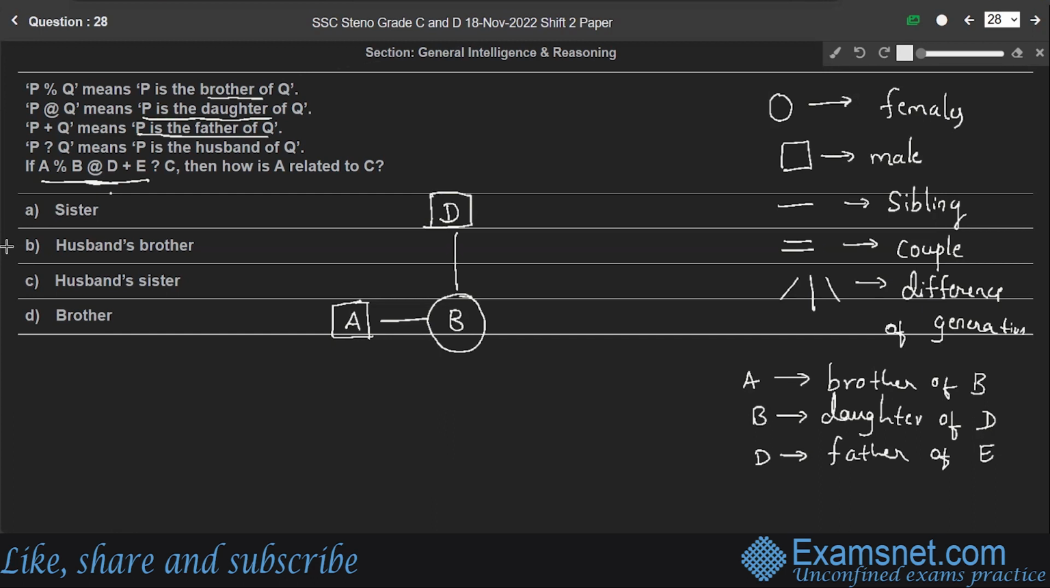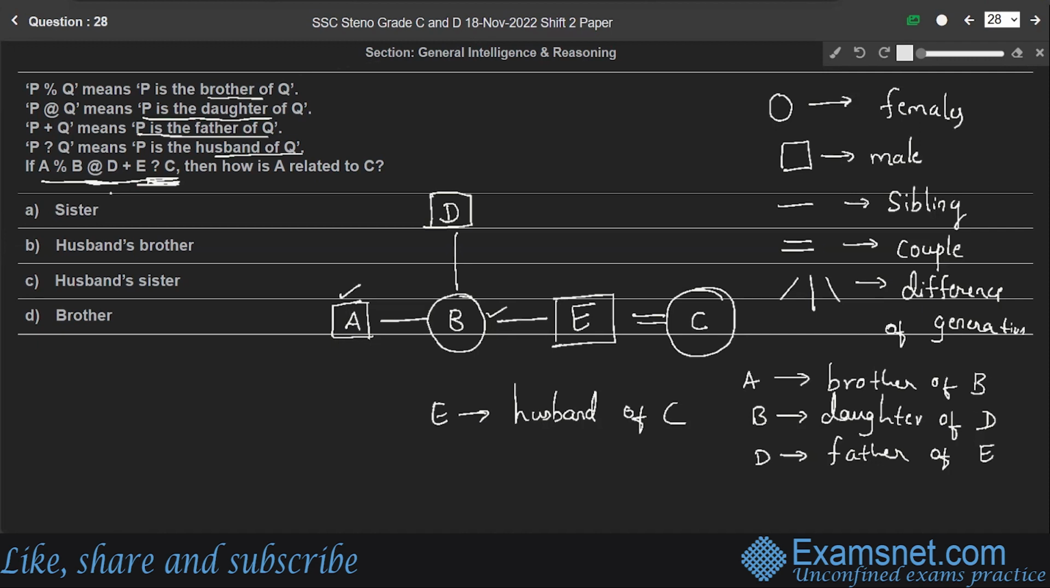Therefore, D has a daughter and D has a son, because A is the brother of B, and they have one more sibling, E, whose father is D. And E question mark C. Question mark means the first person is the husband of the second person. E is the husband of C, therefore E is a male. So E and C are a married couple and C is female.